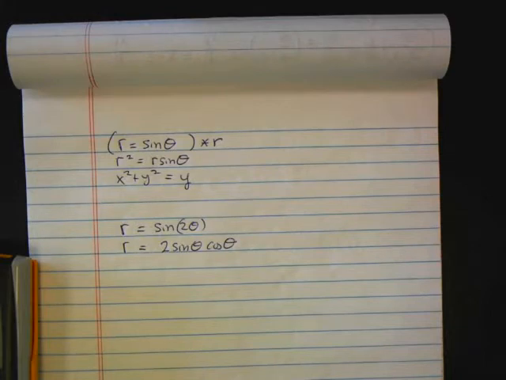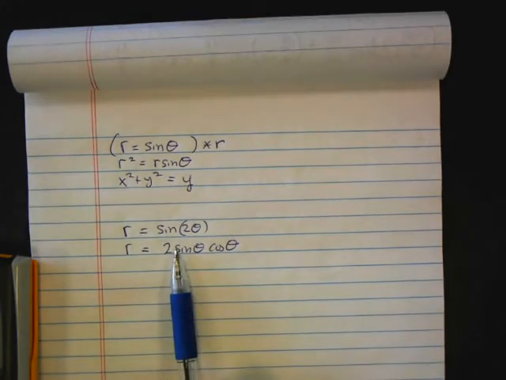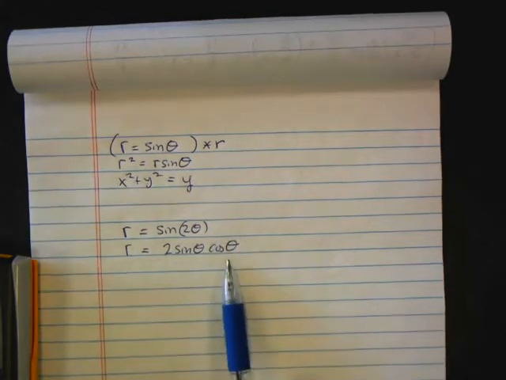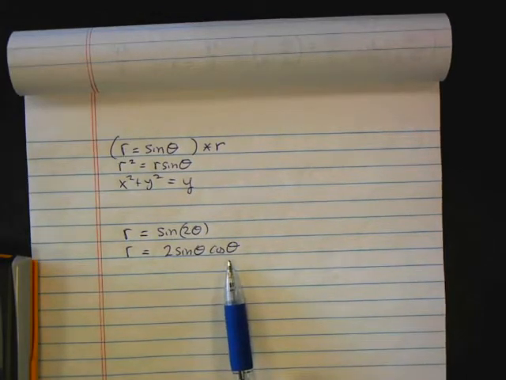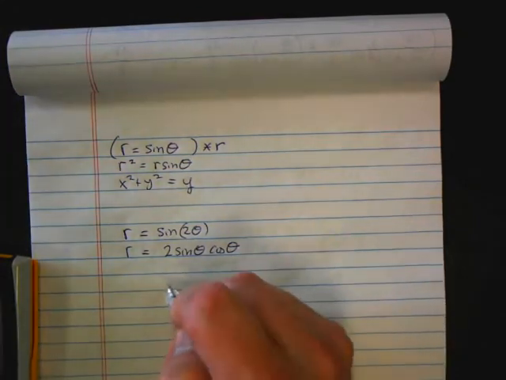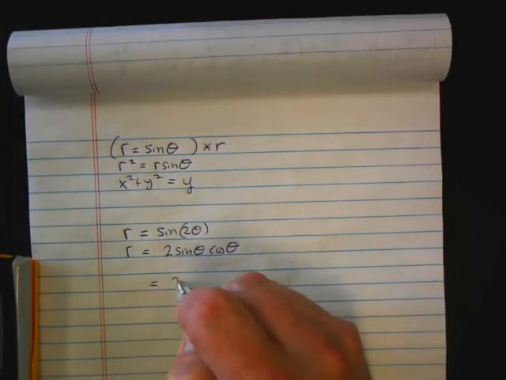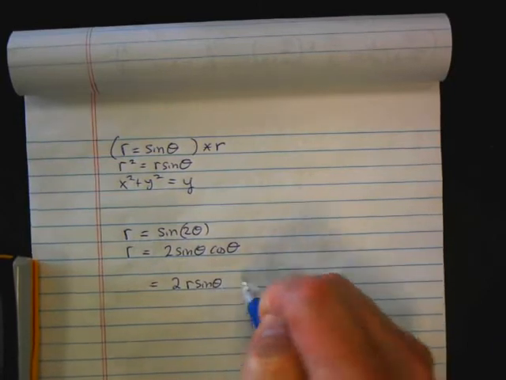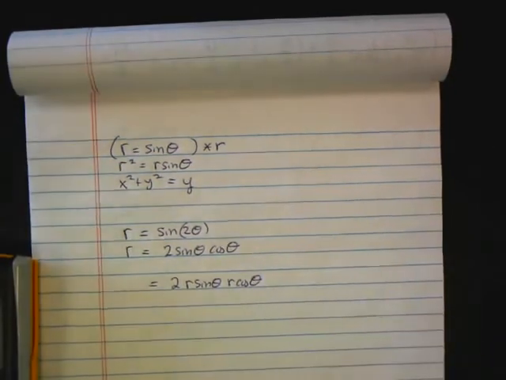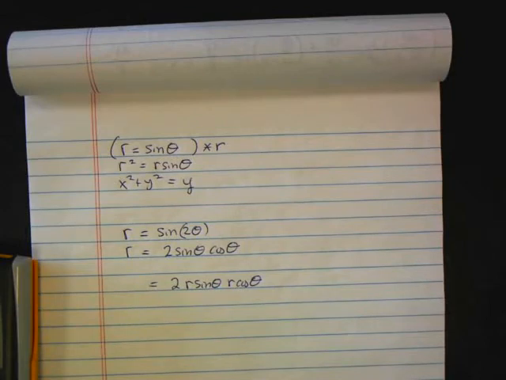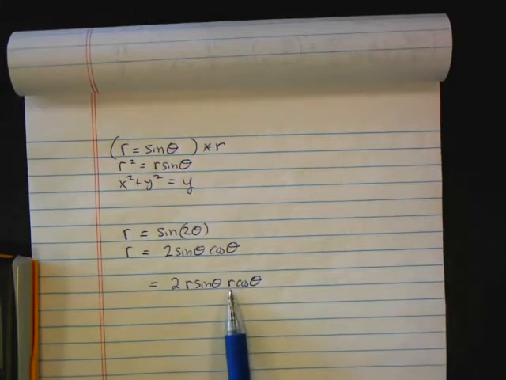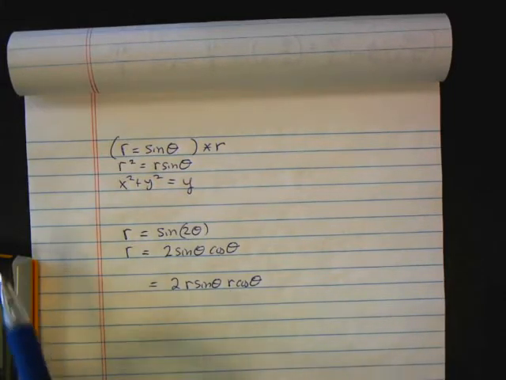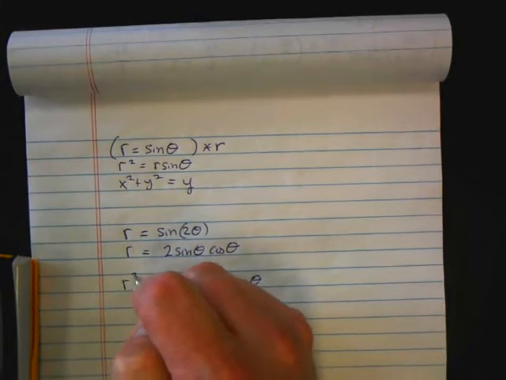Now, unfortunately, do I have a formula for sine? No, but I have a formula for r sine. Do I have a formula for cosine? No, but I have a formula for r cosine. So I want to write the right-hand side as 2 r sine theta, r cosine theta. So I can change my r sine theta into a y and my r cosine theta into an x. So what did I do on the right-hand side? I multiplied by r squared, so I have to multiply the left side by r squared. That gives me r cubed.